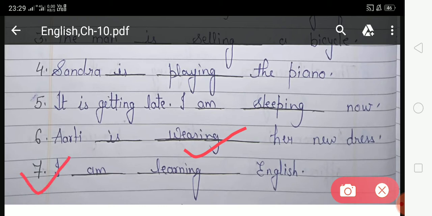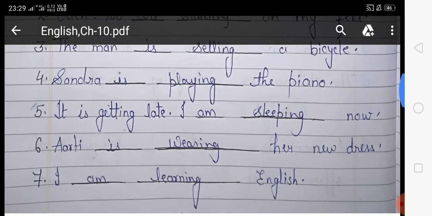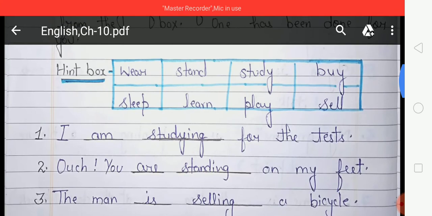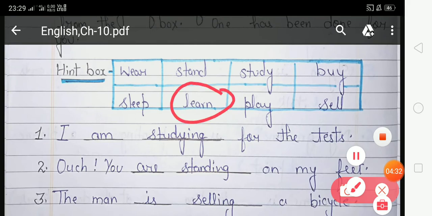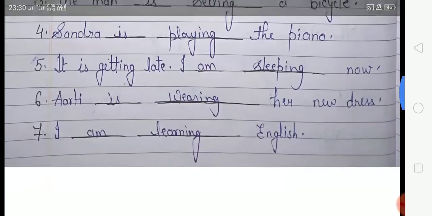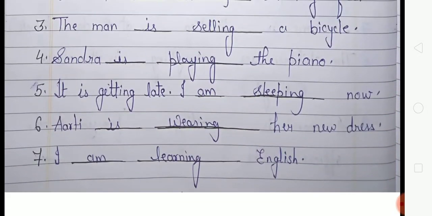Now come on, 7 number, I dash English. So student, first of all you have to select the word from this box. Learn. So student, you have to write am with I, and in learn you have to add ing, so the sentence will become I am learning English.